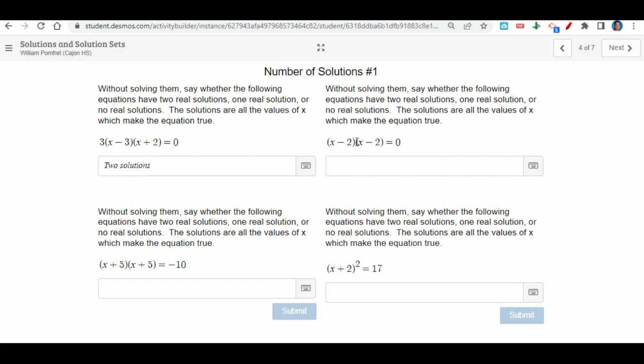X squared minus x squared. x minus 2 times x minus 2. Now, the thing is, there are two x's, however, they're exactly the same. So there's going to be one real solution there. Okay, and you'll do that for each of these.